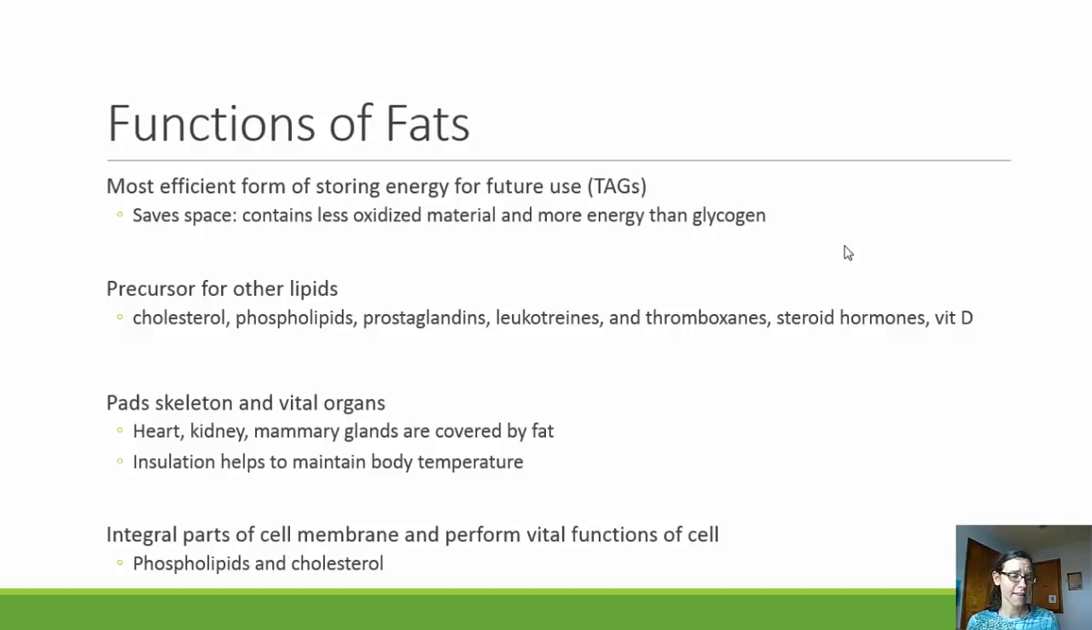Another function of fat is that it pads our bodies and our vital organs to help protect them against danger or impact, and helps us to maintain body temperature as it serves as insulation. And as we just said, they are also crucial parts of the cell membrane.